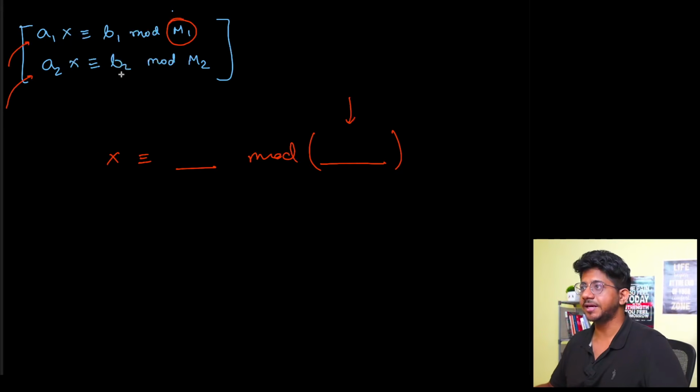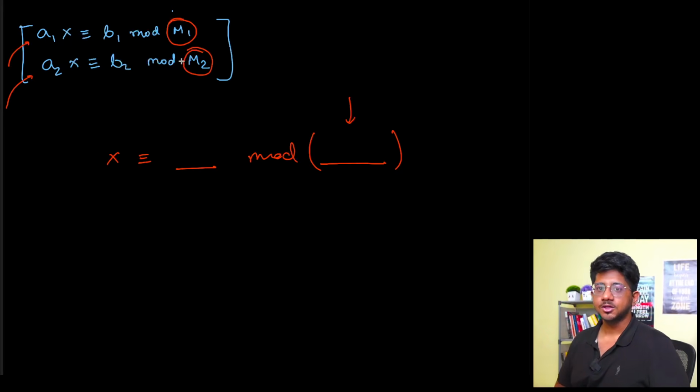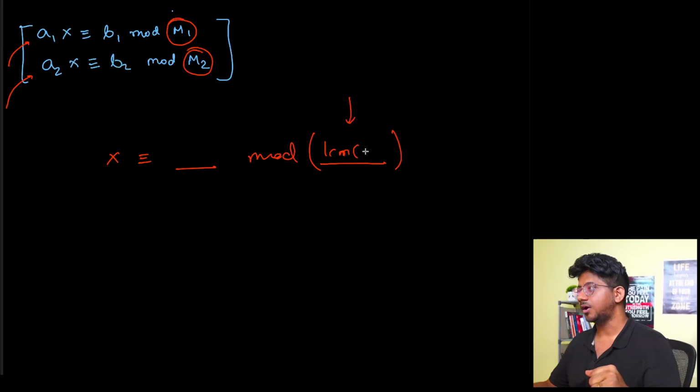This is cyclically repeating itself after m2. So if something is repeating after m1, and something is repeating after m2, when you combine them, the value after which it will repeat is nothing but LCM of m1 m2. This is the minimal repetition period. I mean, think about it.